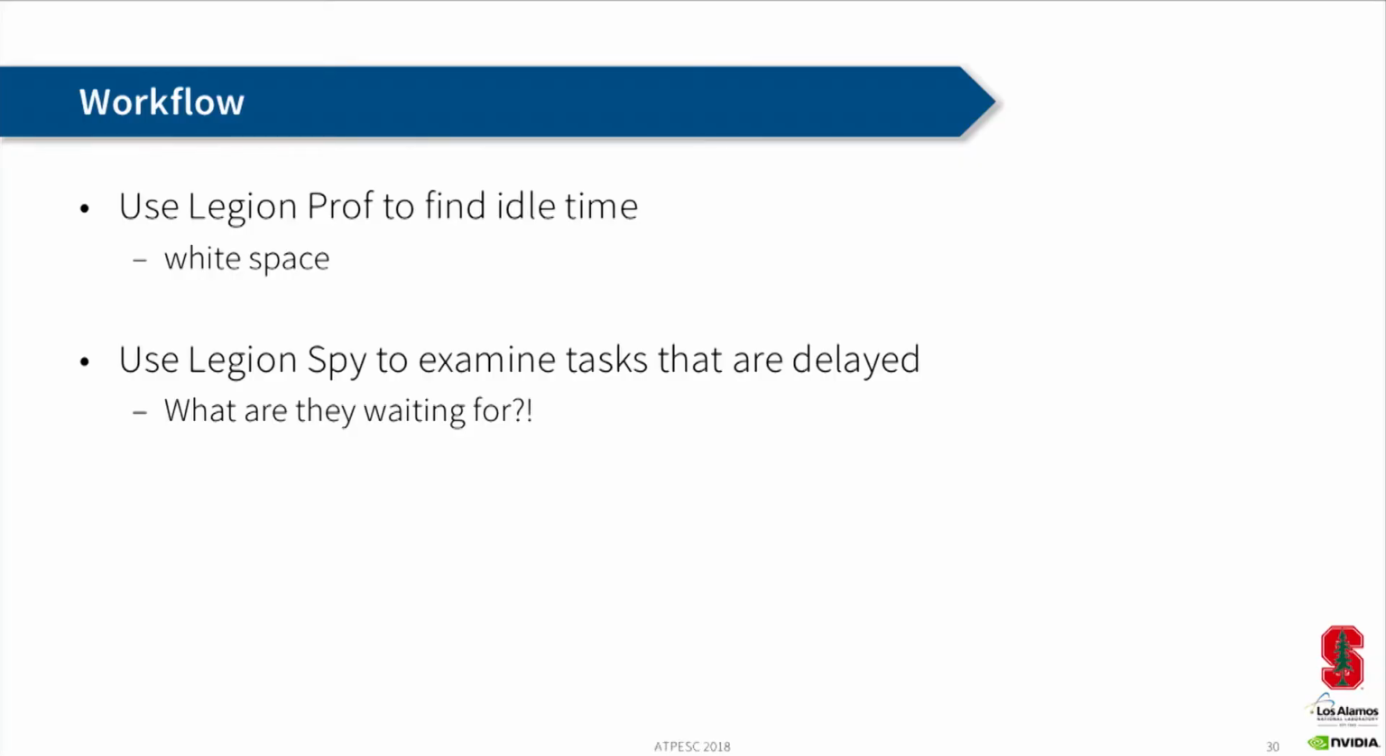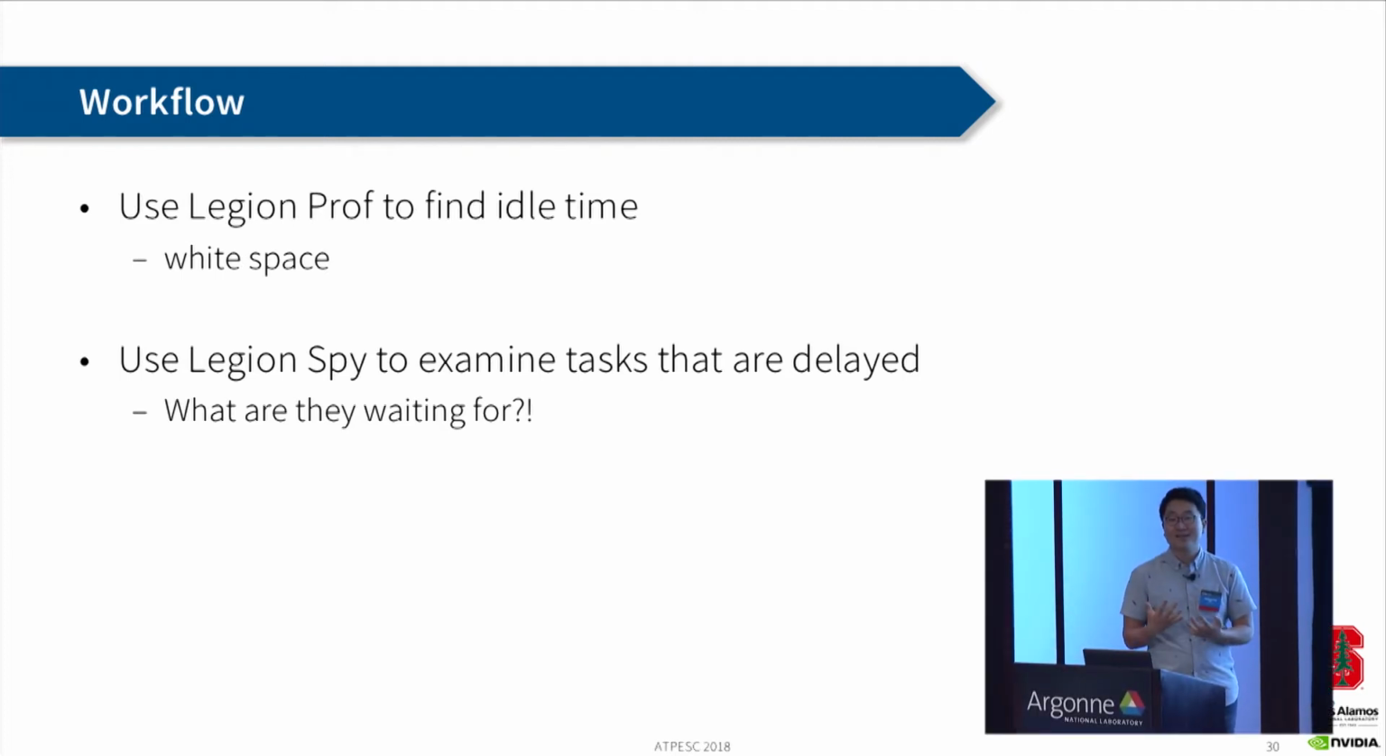So the usual development cycle is like this. We write a region application, and we run a profiler and see some white gaps or white spaces in the timeline. And we run Legion Spy to understand why they show up.